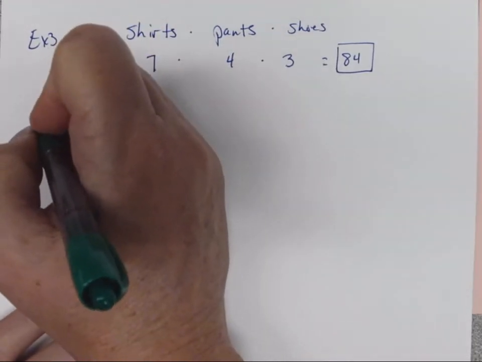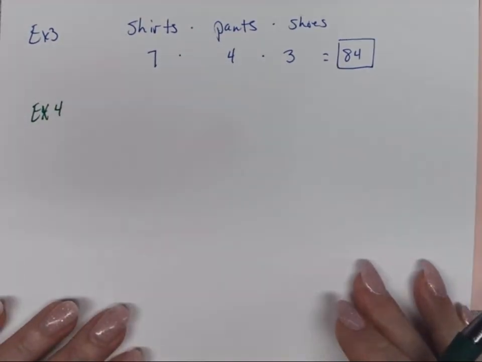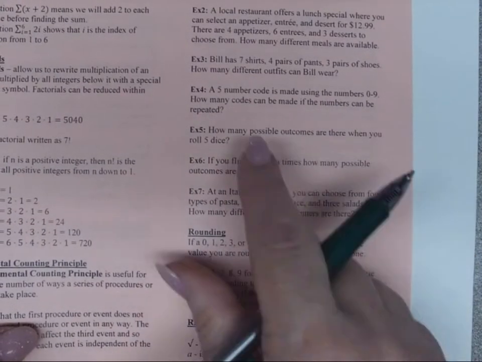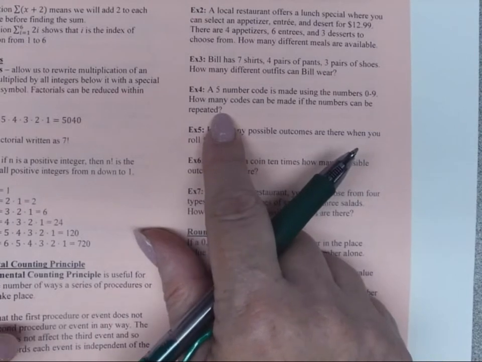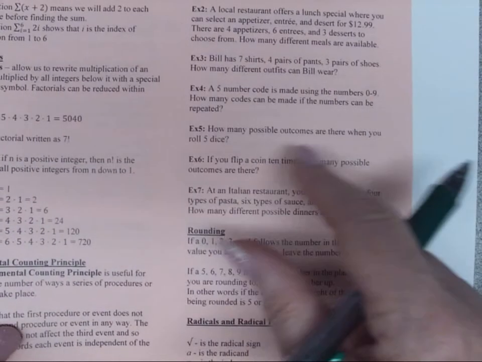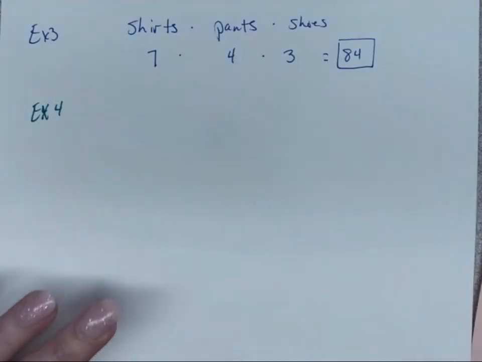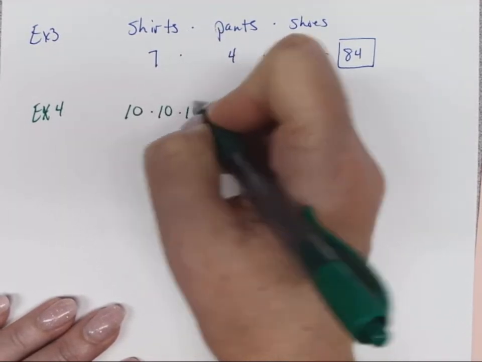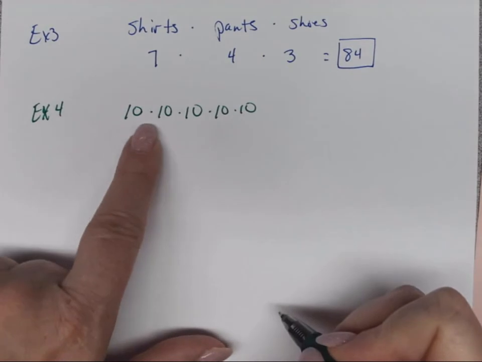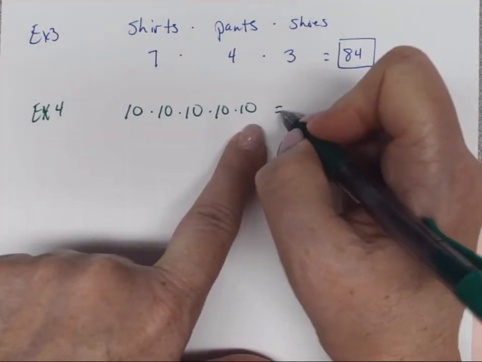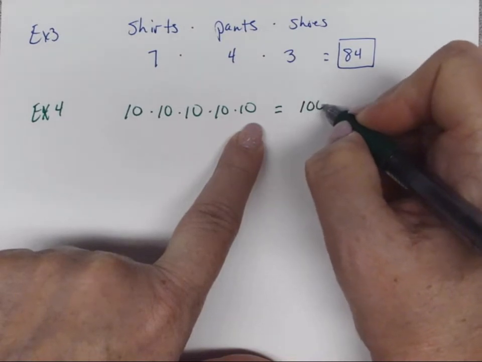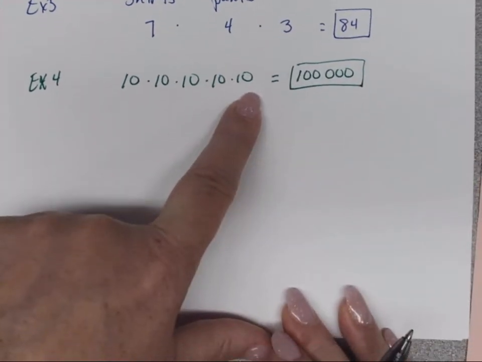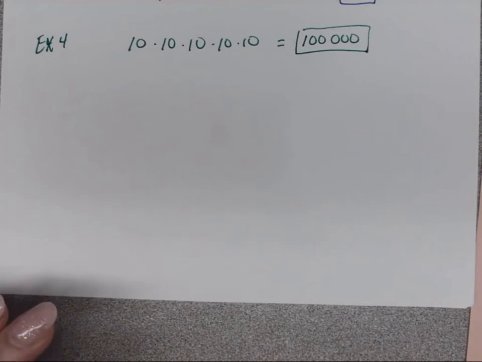So example 4, we are looking at a number code made using the numbers 0 through 9, a 5-number code. How many codes can be made if the numbers can be repeated? So that means we don't use one and then can't use it again. We can repeat. So we can still use all 10 of those digits, but we're making a 5 code. So since we're doing 5 numbers, it's 10 times 10 times 10 times 10 times 10. It's just being multiplied by itself 5 times. So that's going to get you 100,000 different ways you could do that 5-number code just by using numbers and only using 5 of them.